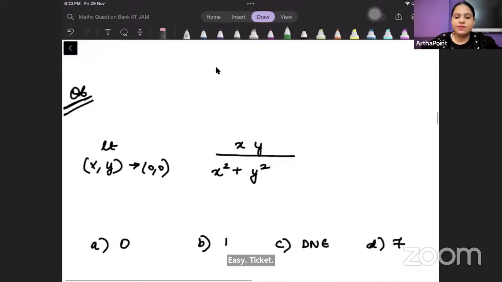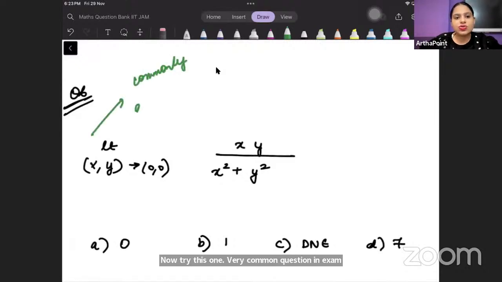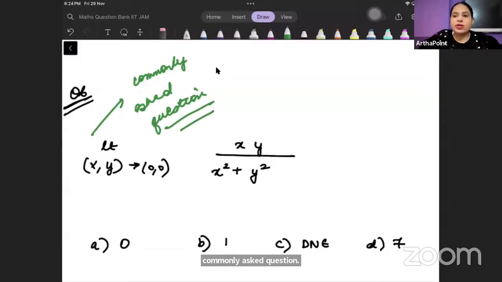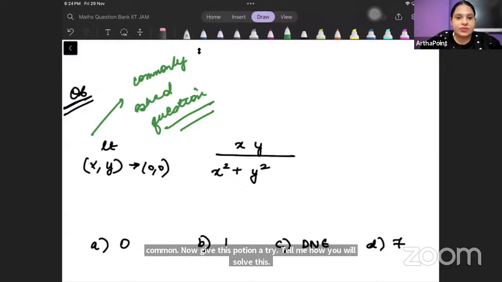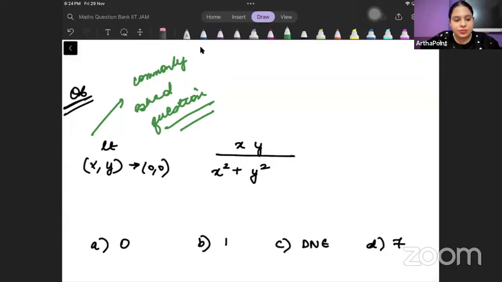Now try this one. Very common question in exam. Commonly asked question. Very common. Now give this question a try. Tell me how you will solve this. Okay. How about others?